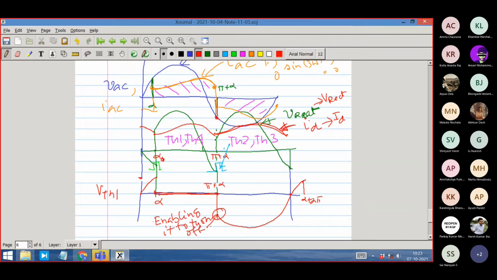It is enabling it to turn off. And not only that, it is getting very good voltage for quite some time. It is getting very good negative voltage from pi plus alpha to pi. This is the zone where it is getting negative. It will have no issue with turning off.